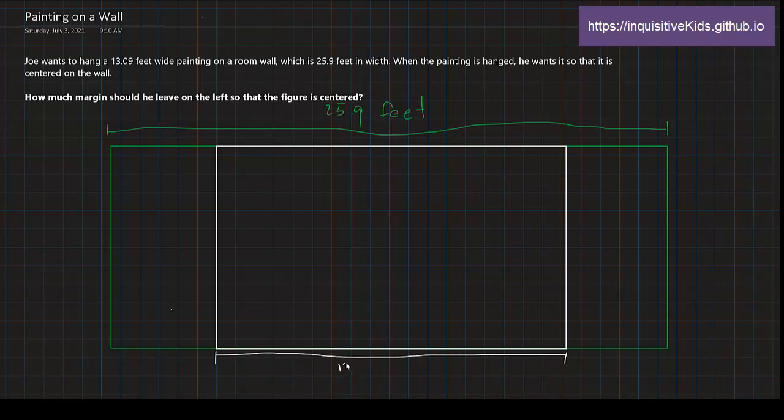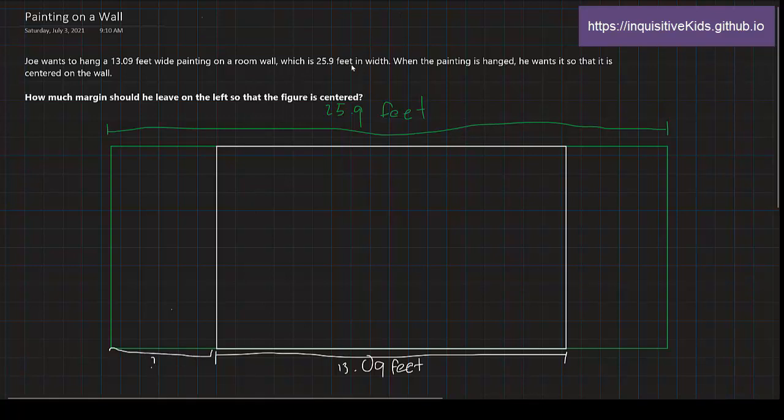And that's 13.09 feet. Okay. Now, let me ask you something. What are we trying to find out? Well, it's trying to find out how much margin Joe should leave on the left so that the figure is centered. So he's asking for how wide this portion is.